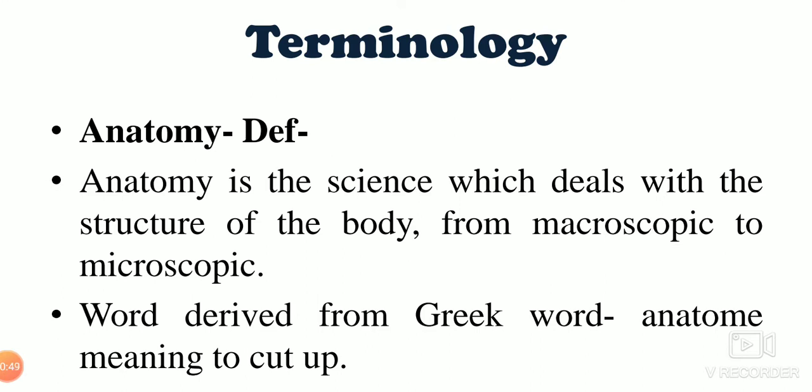Definitions will differ from one book to another. Here, it is the science which deals with the structure of the body from macroscopic to microscopic. Macroscopic means gross anatomy, which is easily visible by the naked eye, for example the upper limb and lower limb. Microscopic means internal organs, very minute structures, arteries, blood vessels, etc. Now the derivation of the word anatomy.